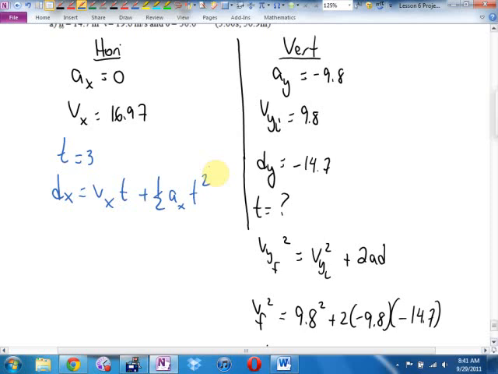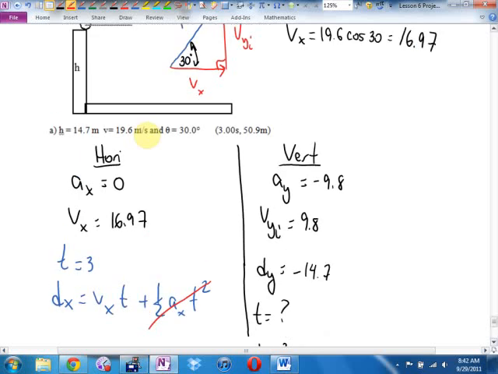But what was A? This whole thing is going to cancel. Yeah, the range is going to be 16.97 times 3. 16.97 is really close to 17. 17 times 3 is 51, so I'm guessing the answer is just shy of 51, or it might even be 51 to 2 sig figs. 50.9, yeah, there you go. Is that okay? Do you see where you zigged?